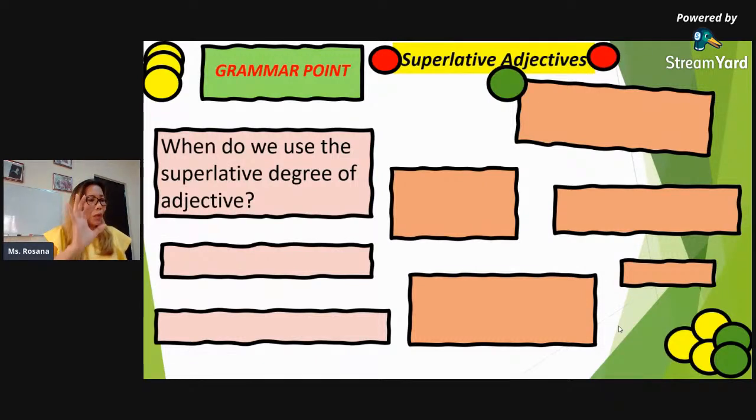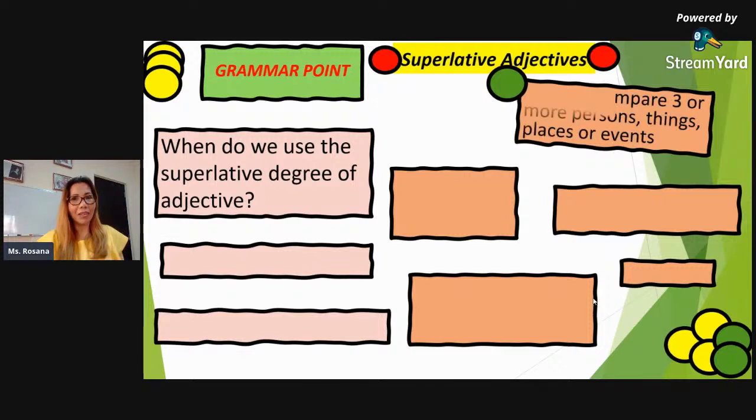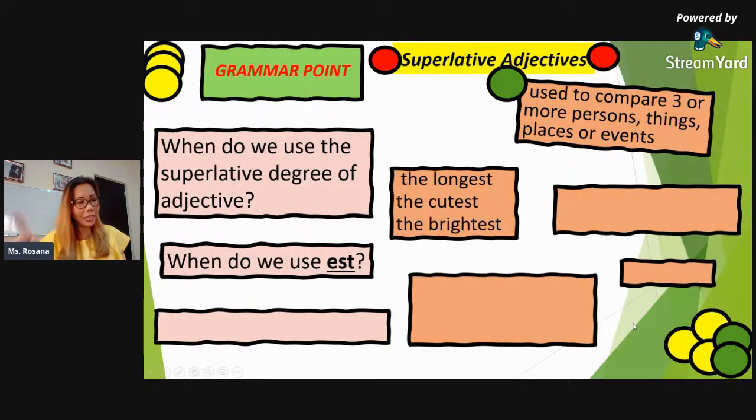When do we use most and when do we use est? And when do we use the superlative degree of adjective? Now, the superlative degree of adjective is used to compare 3 or more persons, places, things, or events. All right? When do we use est? So we say the longest, the cutest, the brightest, the weirdest, right?